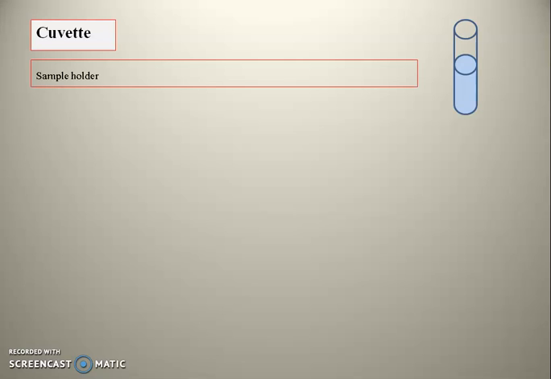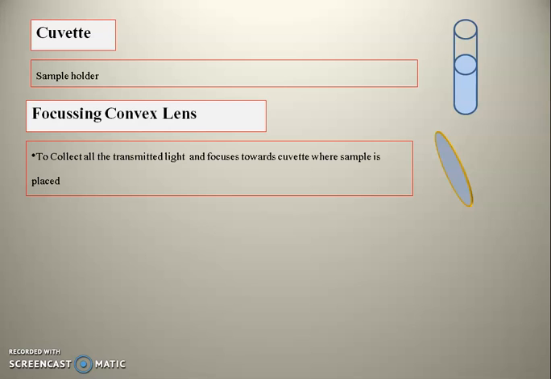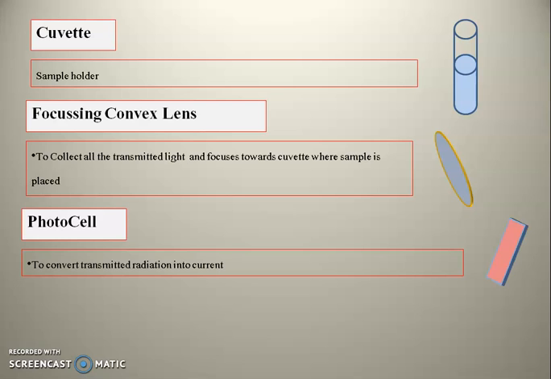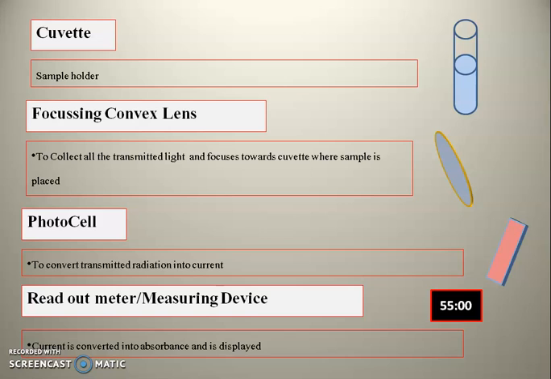Then cuvette. It is a sample holder in which sample is placed. Focusing convex lens. To collect all the transmitted light and focuses towards cuvette where sample is placed. Photocell. To convert the transmitted radiation into current. Readout meter, a measuring device. The current is converted into absorbance and is displayed.